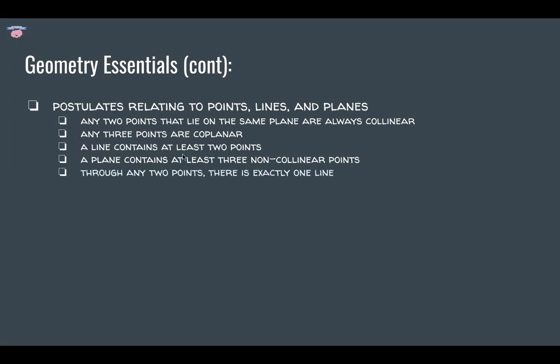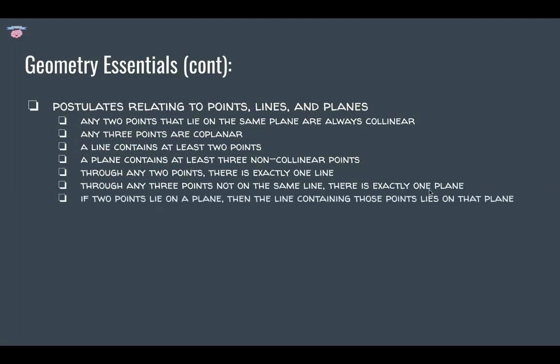Through any 2 points, there's exactly one line. Ties back to this. Through any 3 points not on the same line, through any 3 non-collinear points, there's exactly one plane. If 2 points lie in a plane, then the line containing them lies on the plane. So if we have this, then the line containing them is on the same plane.